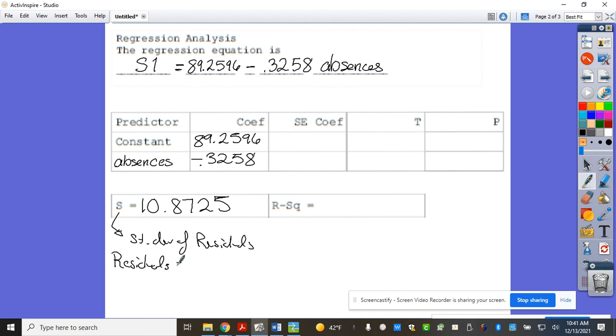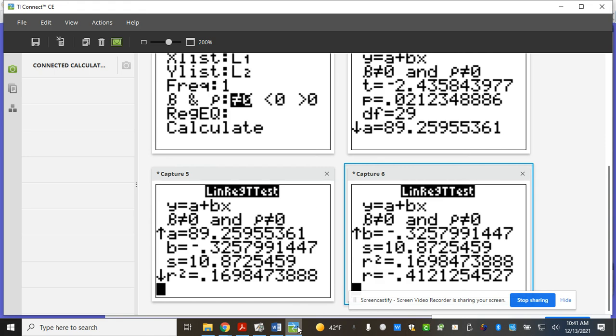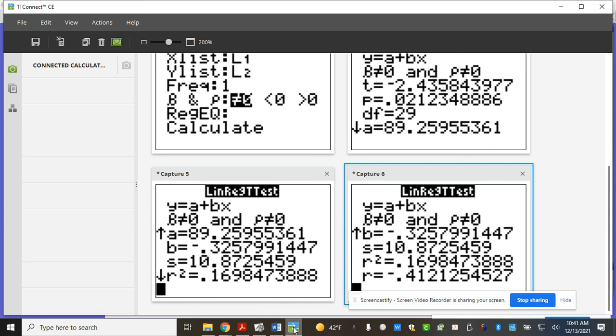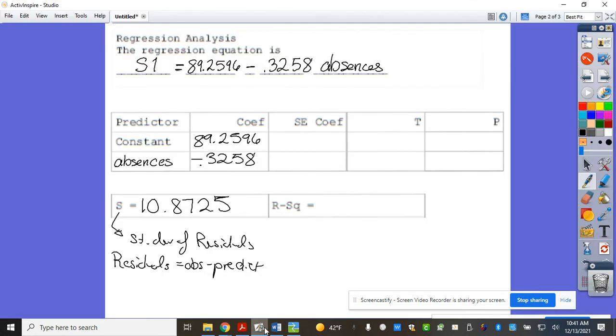So residuals are observed minus predicted. So it's basically the average of those. It's the average of how far our observed values were from our predicted values. It gives us r squared, but it usually writes it, like you can see, it doesn't write on that one, as a percent when we get this output. So we're writing this as 16.98%.